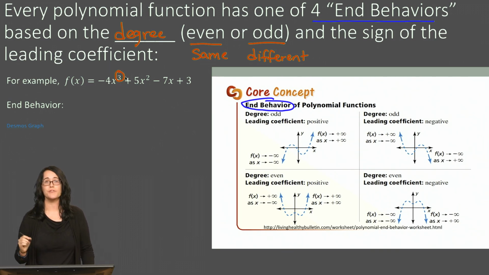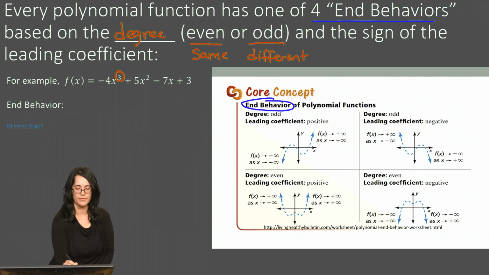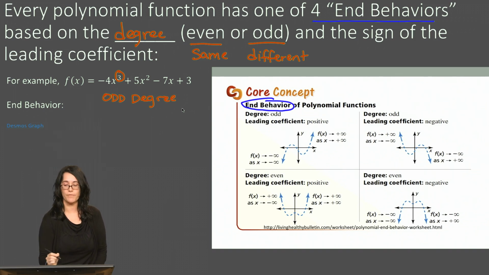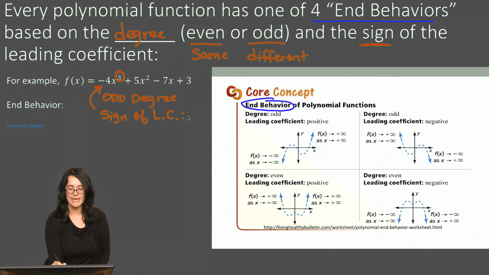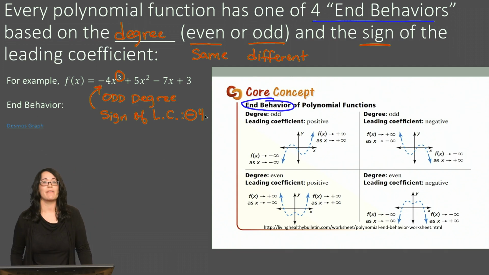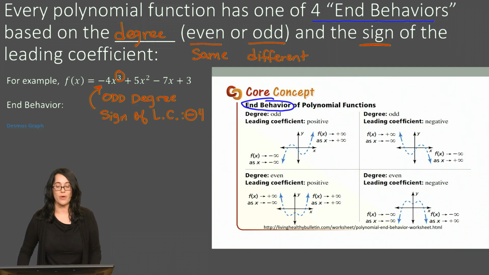So if I have an odd degree, and I have a leading coefficient, so the sign is important, of negative 4, so the sign of my leading coefficient, I'll use LC if you don't mind, for leading coefficient, is negative. It's a negative 4. Since I have a negative leading coefficient along with an odd degree polynomial, I know that at the ends, my graph is going to go in opposite directions.